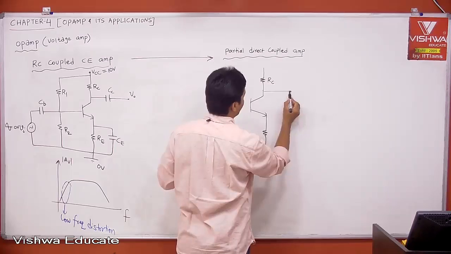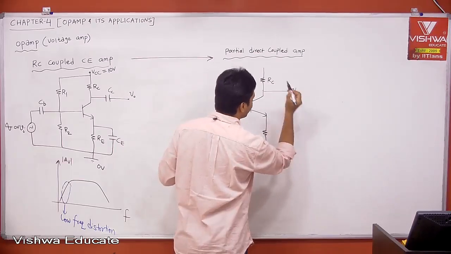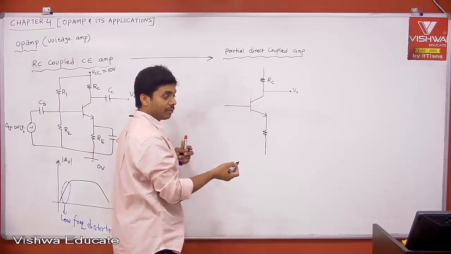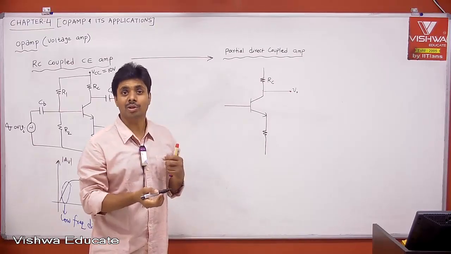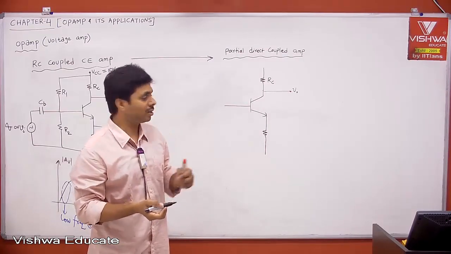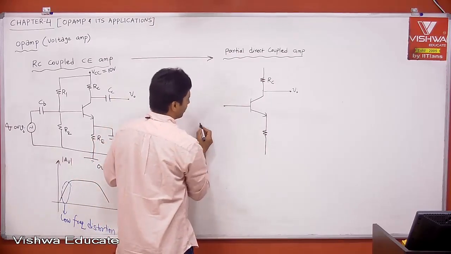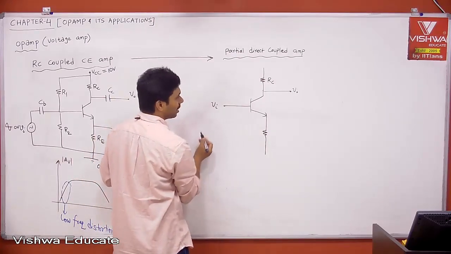Now I don't need the output capacitor. I am just directly taking V0. I don't need the input bias voltage. R1, R2 also not required. Fantastic. The number of components required to have the biasing and all decreased. Now directly I can give the input voltage. This is what is my input voltage Vi.